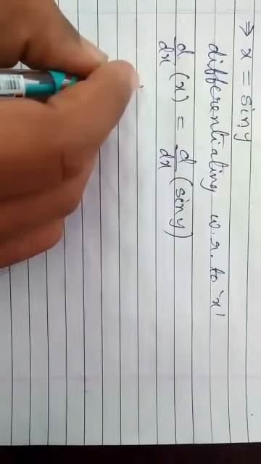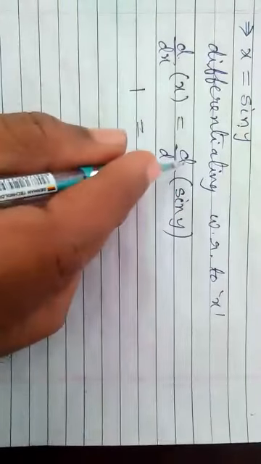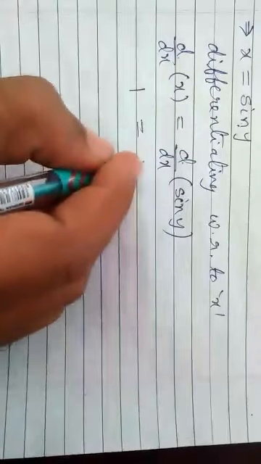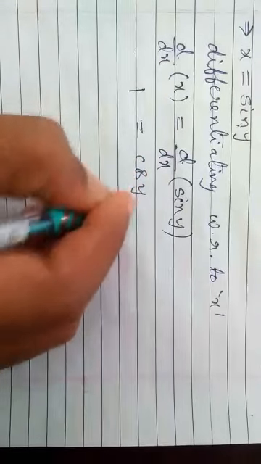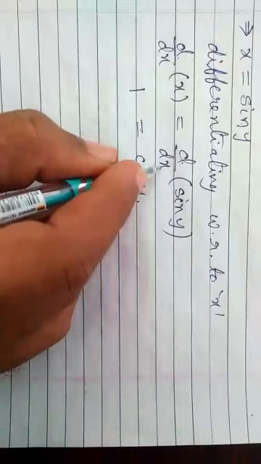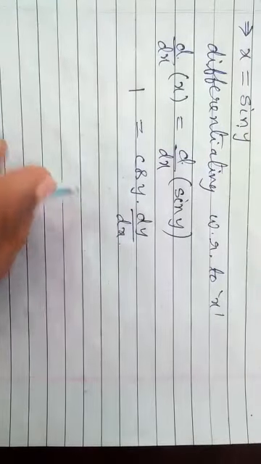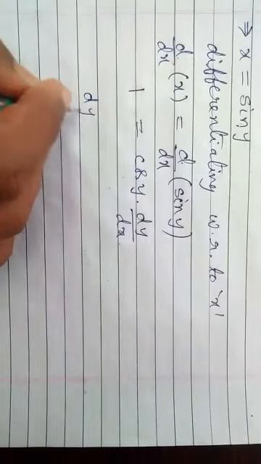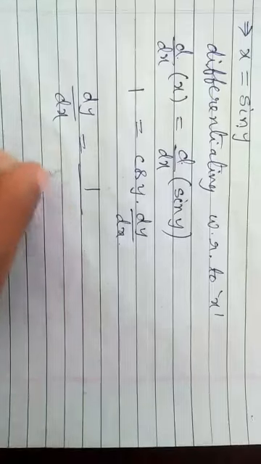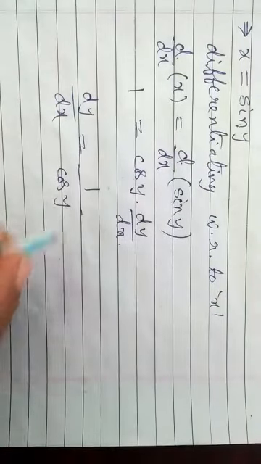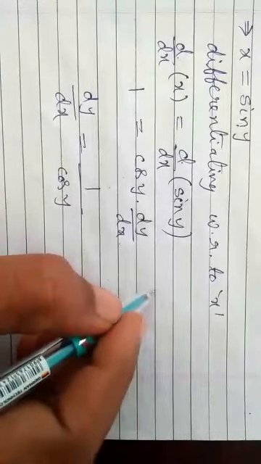What is the derivative of x? It is 1, which is equal to d by dx of sine y, which is cos y, but y with respect to x gives dy by dx. Now I want only dy by dx. dy by dx is equal to 1 by cos y.